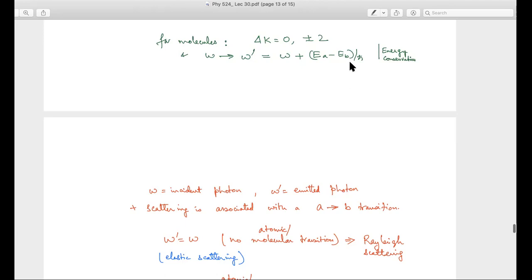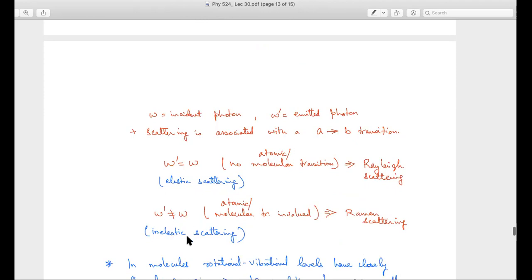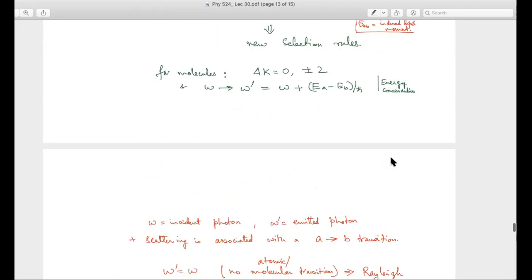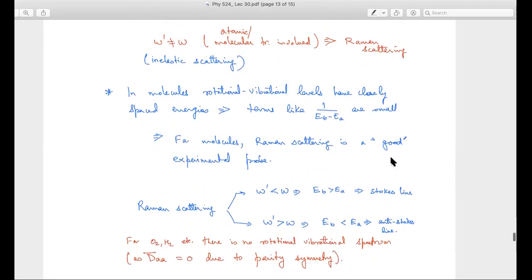And when I have EA-EB transitions, etc., when ω' is not ω, then I have inelastic scattering. So I hit some material with a ball, a photon, and the photon got reflected back or emitted back, and the energy of the thing I hit is not the same. So that's called inelastic scattering. And this is what is called physically the Raman scattering. So inelastic light-matter scattering experiments involve Raman scattering. Okay. So Rayleigh scattering, Raman scattering. Okay. So we are in business.